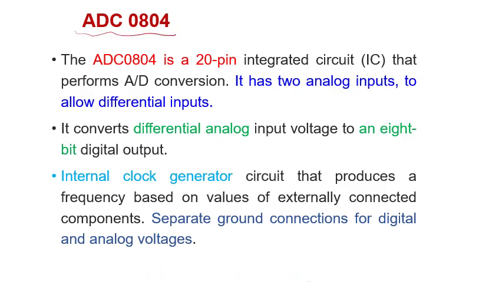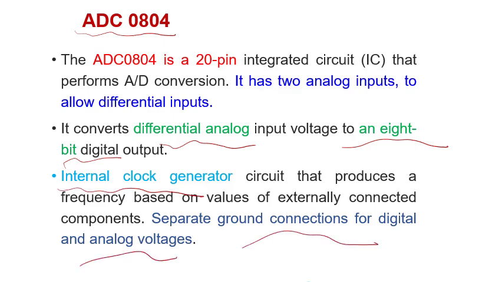ADC 0804 has some properties as I discussed earlier. It has 20 pins. It's converting differential input to 8-bit output. It has an internal clock, and it has a ground for the digital signal and a ground for the analog signal. So these are the features of ADC 0804.